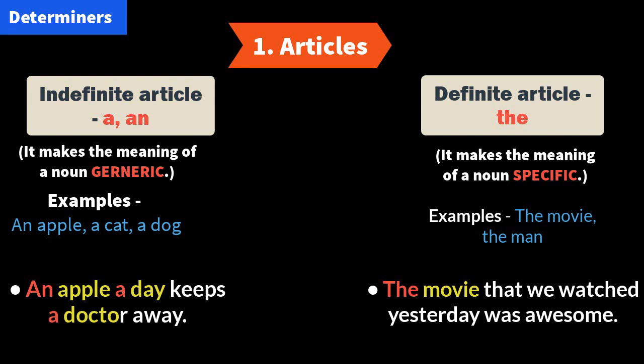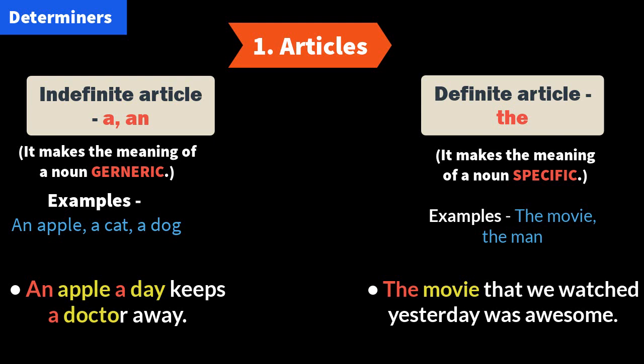Guys, you use the definite article the when the person that you're talking to and you yourself know what you're talking about. Both the people know what you're talking about, right? So when I say the movie that we watched yesterday was awesome, I obviously know which movie I'm talking about, and you also know which movie I'm talking about. Had you not gone out with me and watched that movie yesterday, I wouldn't be saying the movie, right? Because you wouldn't have any idea in that case.